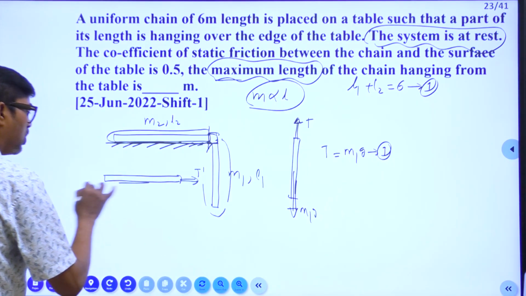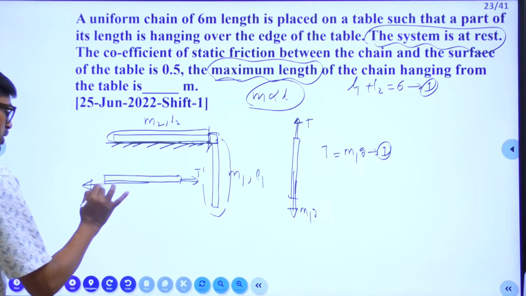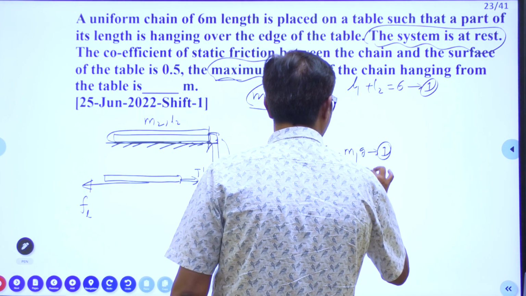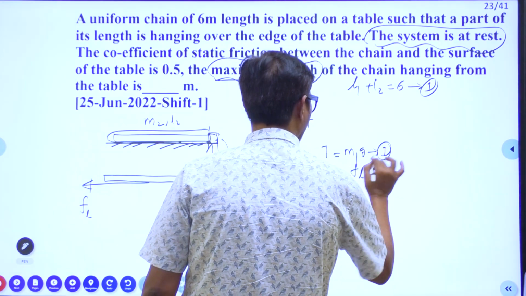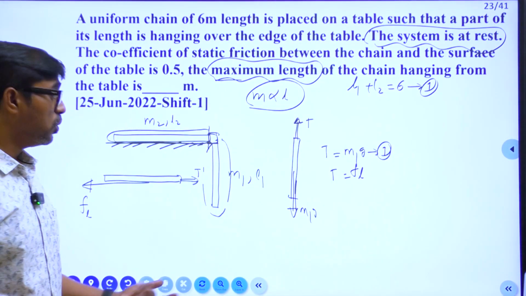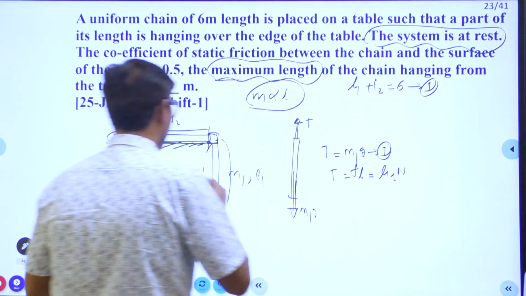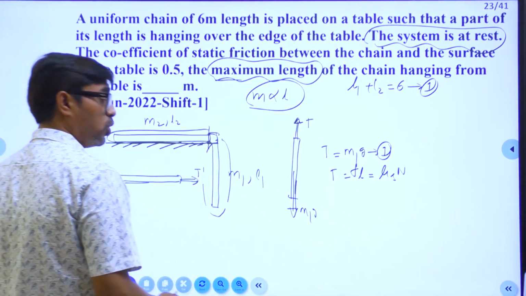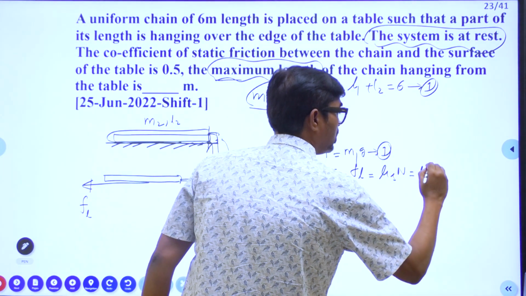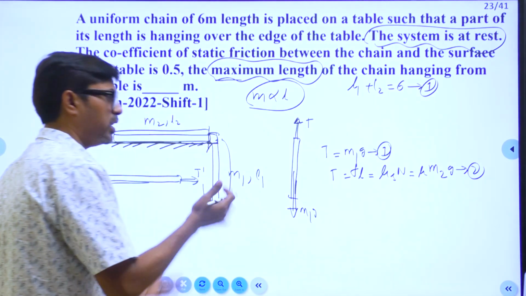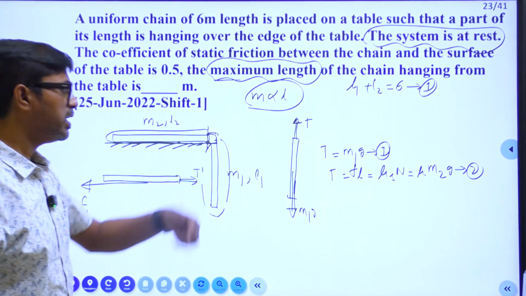But horizontally, you have this limiting static friction. So the same tension has to be equal to limiting static friction. But limiting static friction is what? Mu s into N. And what is N here? The weight of the part which is on the board. So this is going to be mu s into m2 into g. Now combining 1 and 2, both are tension only. Left hand side equal, meaning right hand side equal.